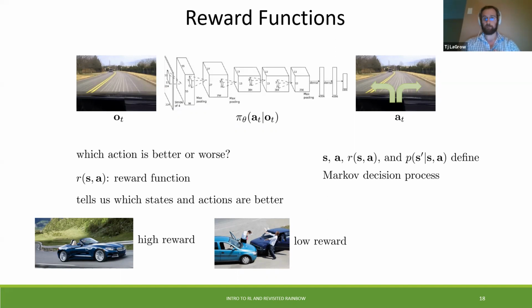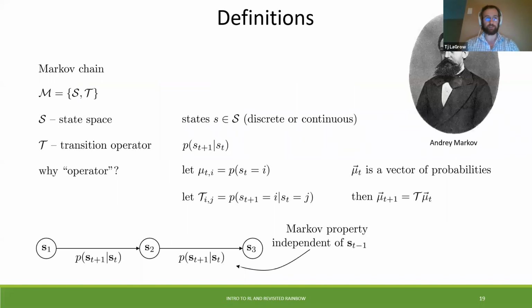And so going through some more definitions, we have a Markov chain here, where we can define some S, where it has the state space and the transition operator. And why do we call this an operator? It's because it's acting on both the states and the actions. And so that's why we have this transition from going from S1 to S2 or S3 or S2 to S3 here, where they're going to be Markov independent from state to state.